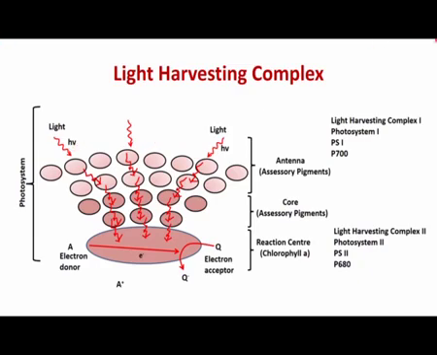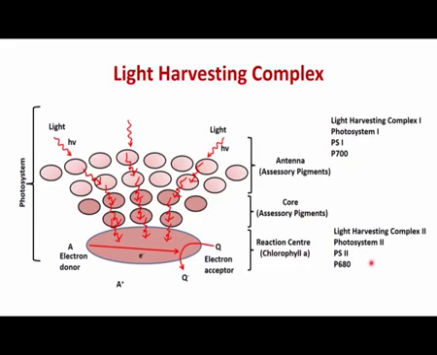Similarly, the light harvesting complex 2 contains photosystem 2, or photosystem P680. It contains chlorophyll, which has a reaction center of P680, and the light harvesting complex 2 is present in the grana, whereas the light harvesting complex 1 is present in the thylakoid membrane close to the stroma. The reaction center in the case of light harvesting complex 2 contains chlorophyll A with the reaction center P680.